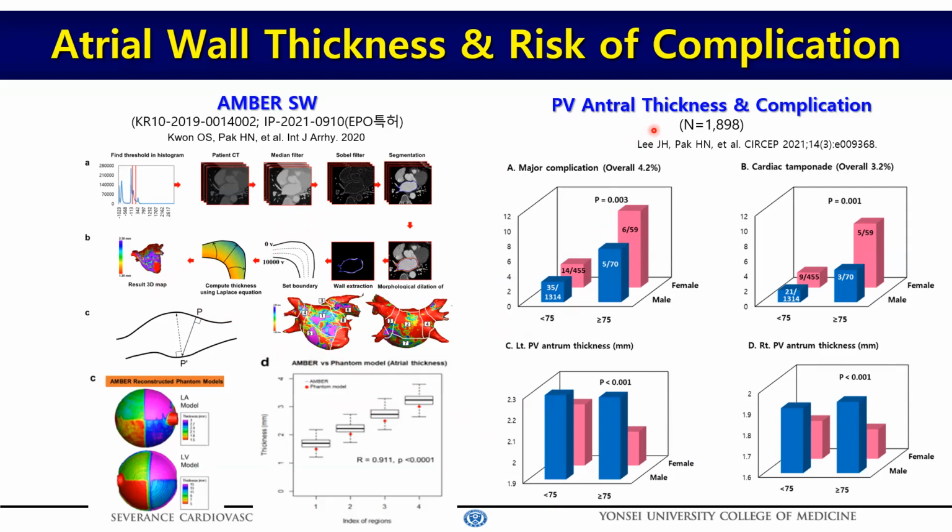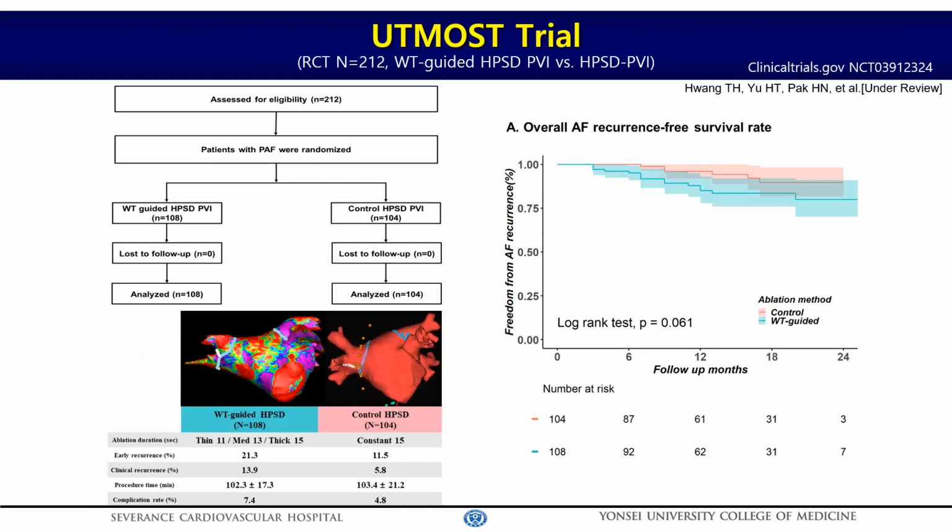We know the AF ablation complication risk is high in women, especially elderly ladies, and the major complications and the risk of tamponade were significantly higher in ladies older than 75 years old. It was because the left and right antral wall thickness was significantly thinner in those older ladies on the CT scan.